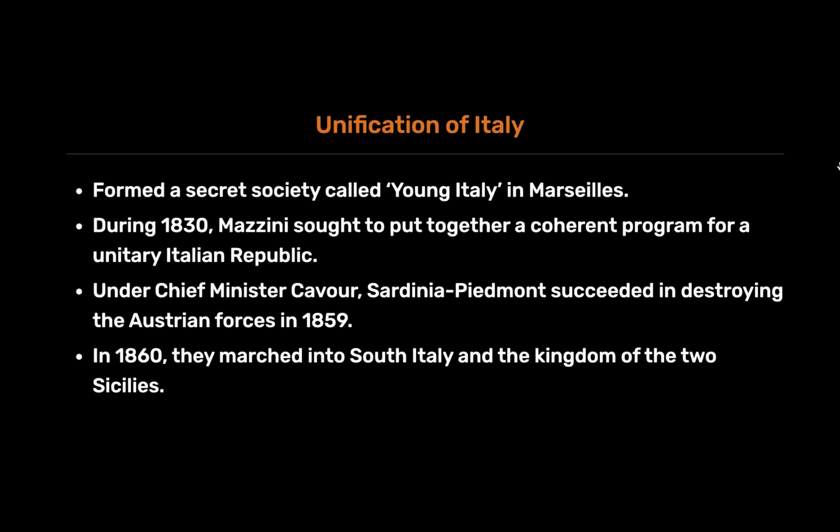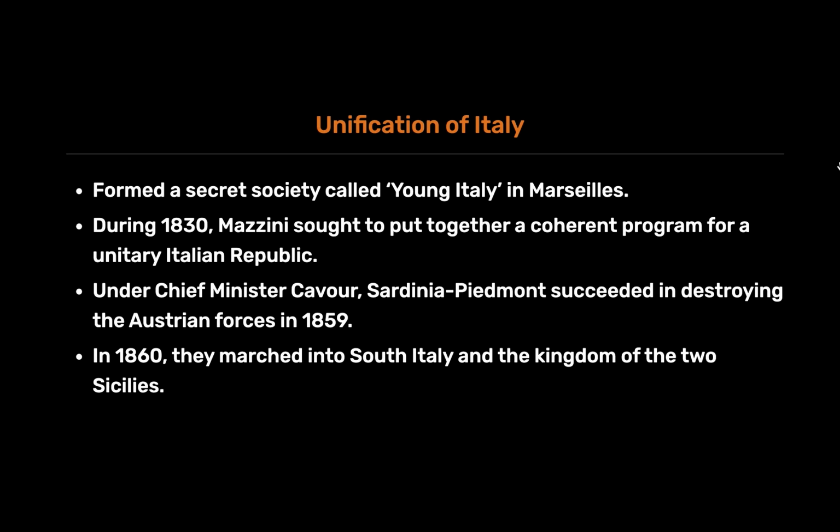Unification of Italy. Giuseppe Mazzini had played an important role in the unification of Italy. He formed a secret society called Young Italy in Marseille to spread his goals. He believed Italy could not continue to be a patchwork of small states and had to be forged into a single unified republic. During 1830, Mazzini sought to put together a coherent program for a unitary Italian republic.